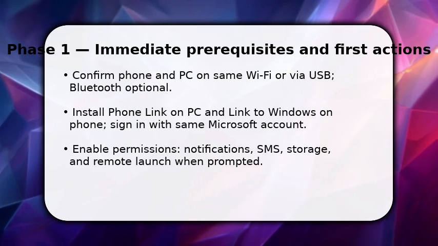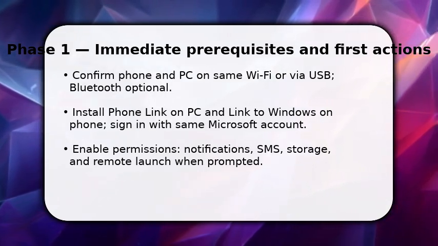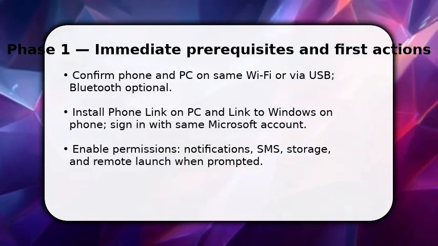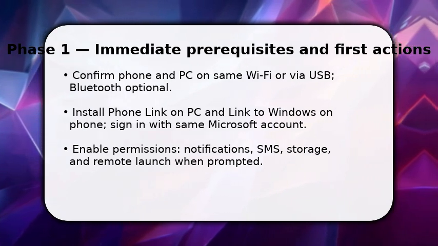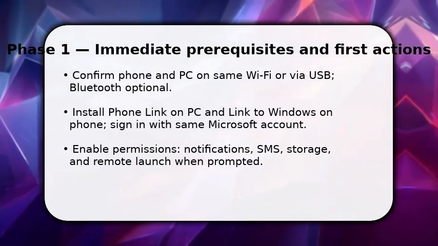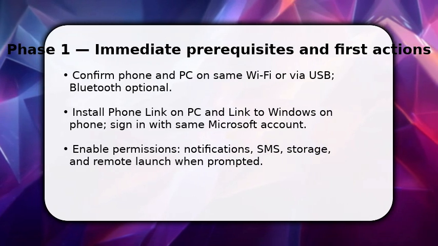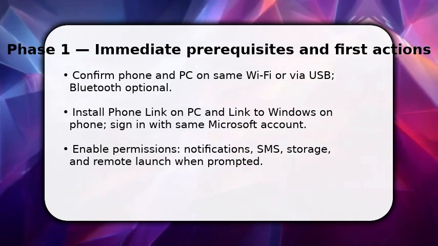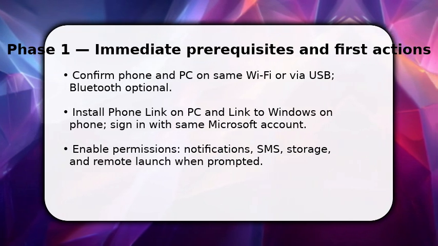You start by making sure both devices can see each other on the same network, and you sign into the same Microsoft account on phone and PC. Once done, open Phone Link on your PC and the companion app on your phone. Follow the in-app pairing flow and accept permissions.